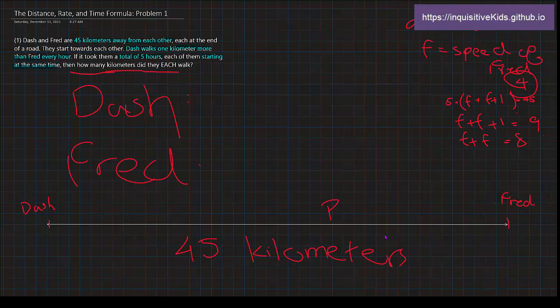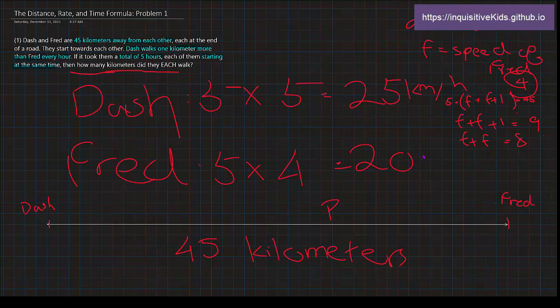So I do know that they each took 5 hours, right? Using the distance, rate, and time formula. And there's actually multiple steps to this problem. And we do know that Dash's speed is 5 kilometers per hour. And after you do 5 times 5, that's 25. And then we do know that Fred's speed is 4 kilometers per hour. 4 times 5, that's 20. So there we have it.